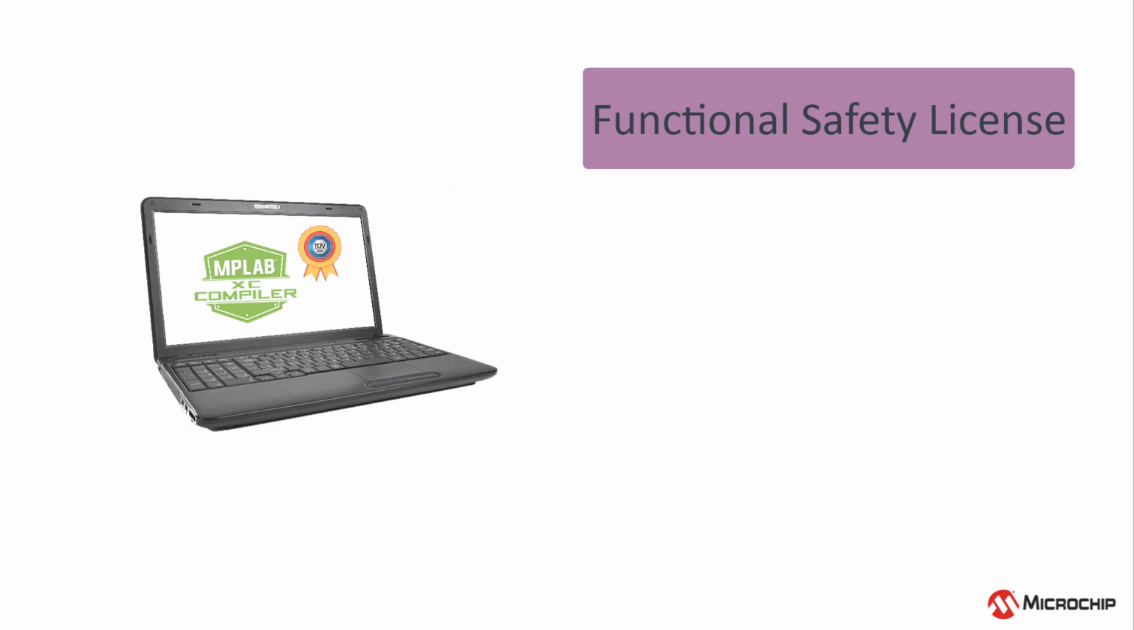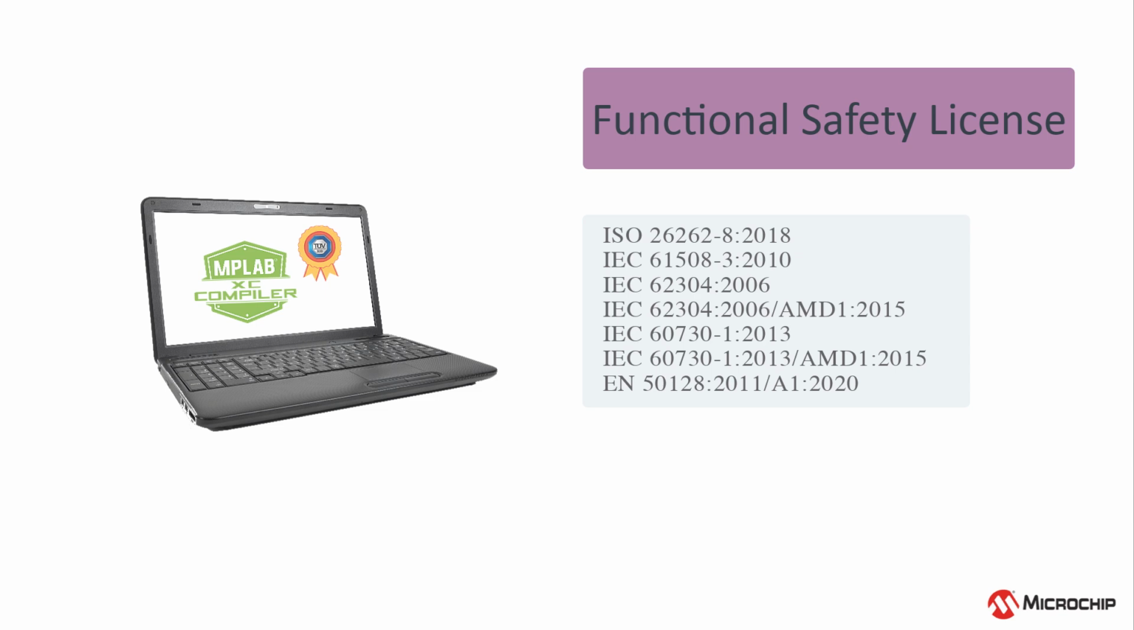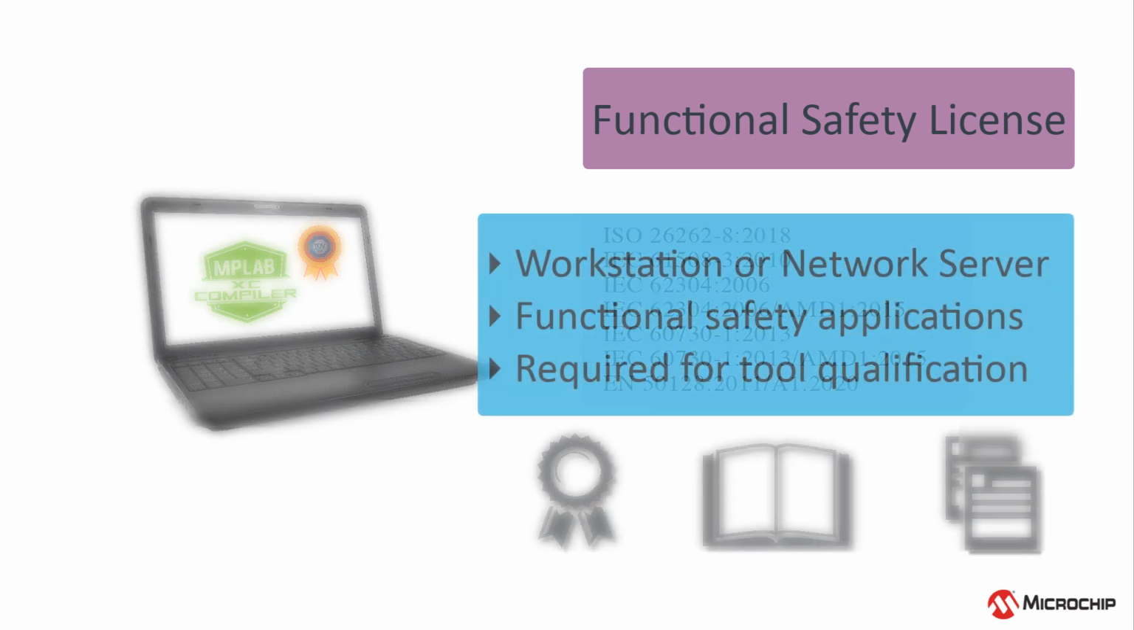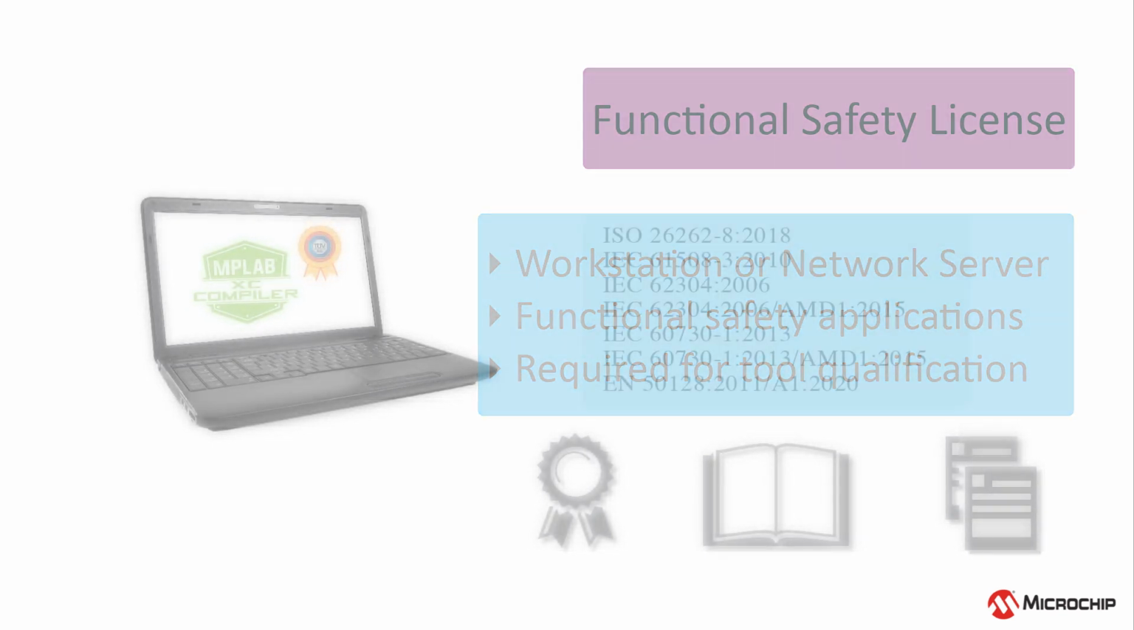It includes all the documentation and reports needed for a fully qualified development environment, including certificates, a functional safety manual, a safety plan, and complete tool classification and qualification reports for many of Microchip's development tools. Choose this license if you are developing functional safety applications and must be able to classify and qualify all tools used during the development process.